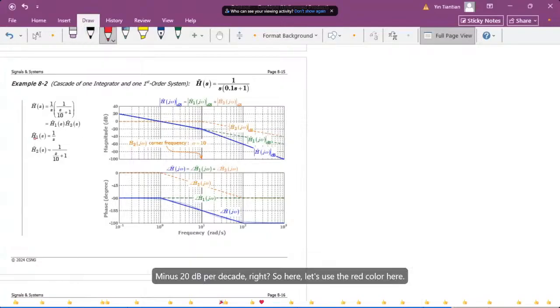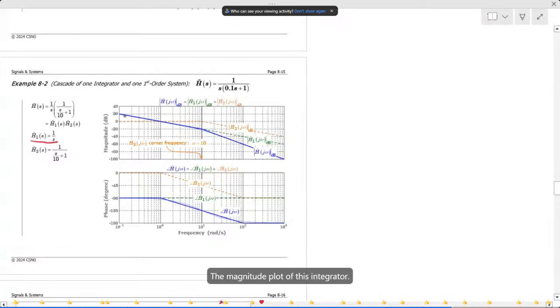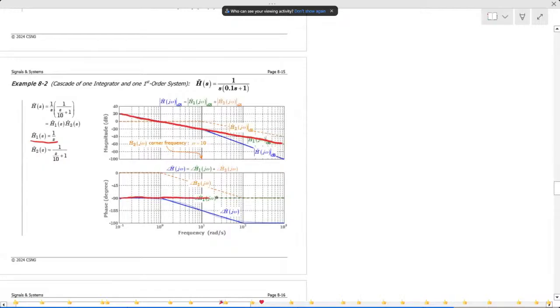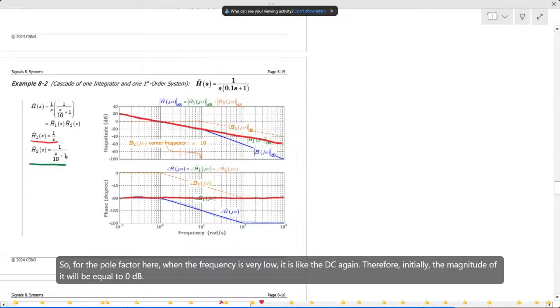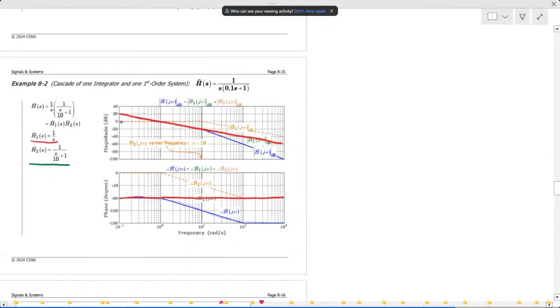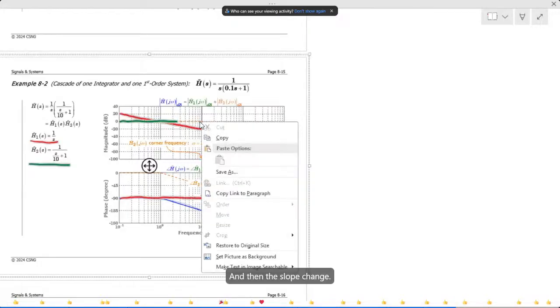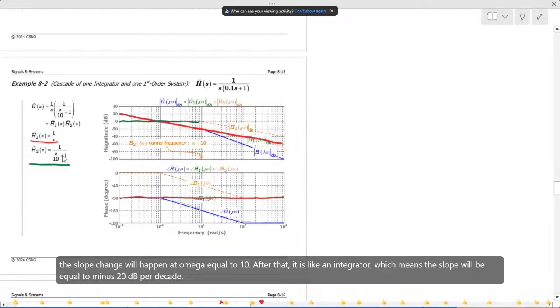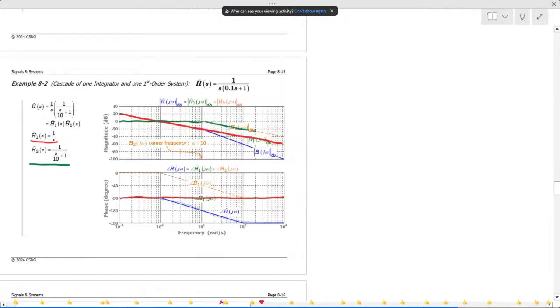Here, let's use the red color. The magnitude plot of this integrator is plotted using the red color. And for the phase of it, the phase of the integrator will always be equal to minus 90 degrees, which is shown here. And then for the second subsystem, we are going to use the green color. For the pole factor here, when the frequency is very low, it is like the DC gain. Therefore, initially, the magnitude of it will be equal to 0 dB, which is shown here. And then the slope change will happen at omega equal to 10. After that, it is like an integrator, which means the slope will be equal to minus 20 dB per decade.